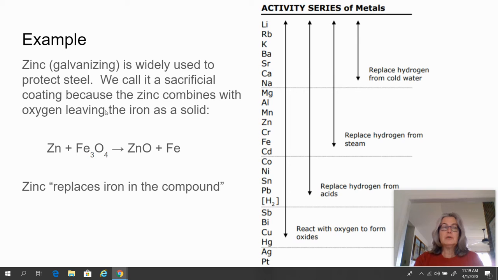It's called a sacrificial coating because of a single replacement reaction. If the iron starts to form an oxide, what we don't want is rust. Rust is iron oxide. Here comes the zinc. The zinc replaces the iron in the oxide and pushes that iron back to being solid iron. And you can see on this series that here is zinc. It is above iron in the series. And so that explains why the zinc will always replace the iron, leaving the iron as solid, and it does not go the other way around.